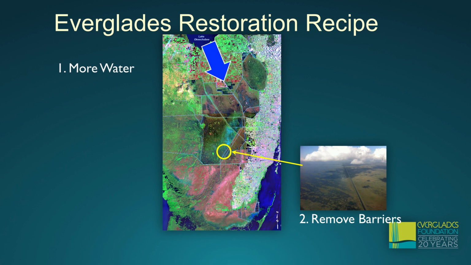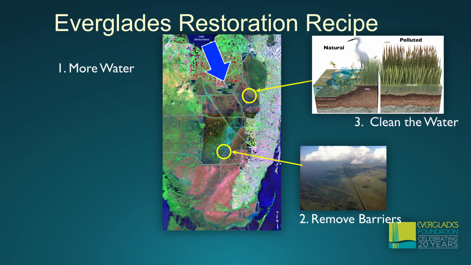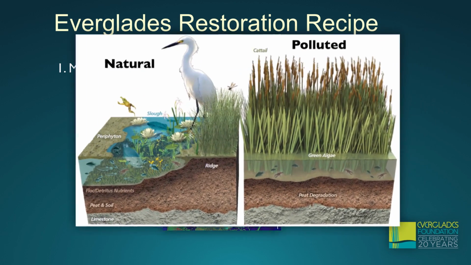Next, you have to clean the water. You cannot restore the Everglades with dirty, polluted water. No one is planning on that. The part of the plan has to be to make sure that water is cleaned up before it gets into the Everglades. Without that, this doesn't work.